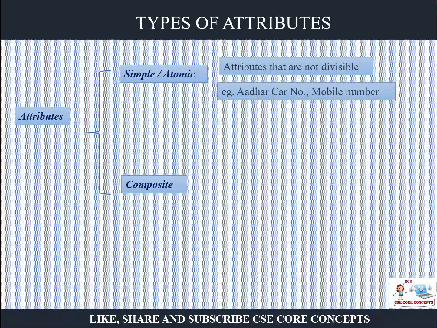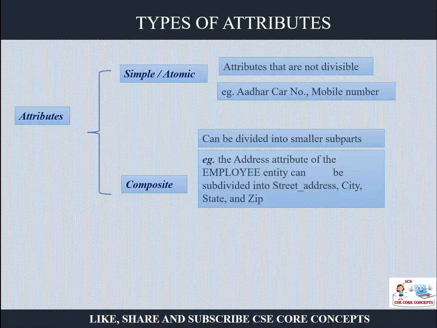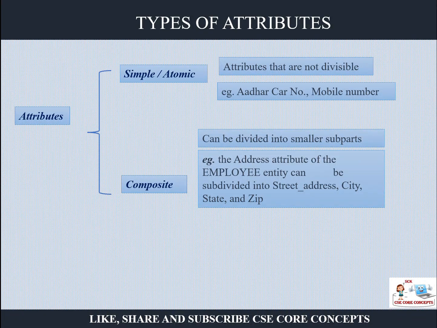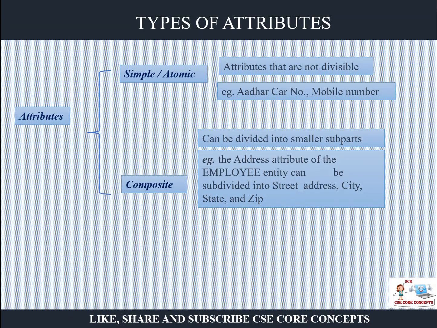On the other hand, there are composite attributes, such as your name. Your name can be divided into first name, middle name, and last name. Right, so these types of attributes are called composite attributes. Let's say, for example, your address. Your address can be divided into your flat number, flat name, street address, the city, state, and the pin code.